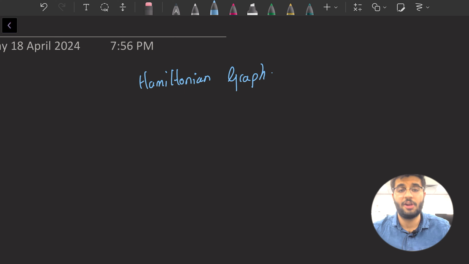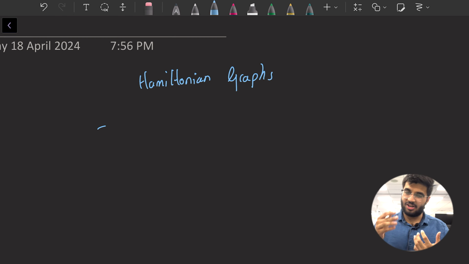If you remember Eulerian graphs, an Eulerian graph is one where you have a trail where you can visit every edge exactly once and start and finish at the same node. That's the definition of an Eulerian graph. Now, it's very similar here.